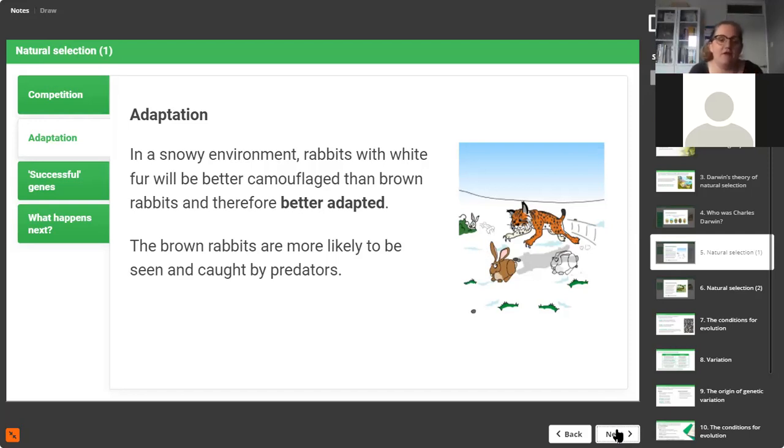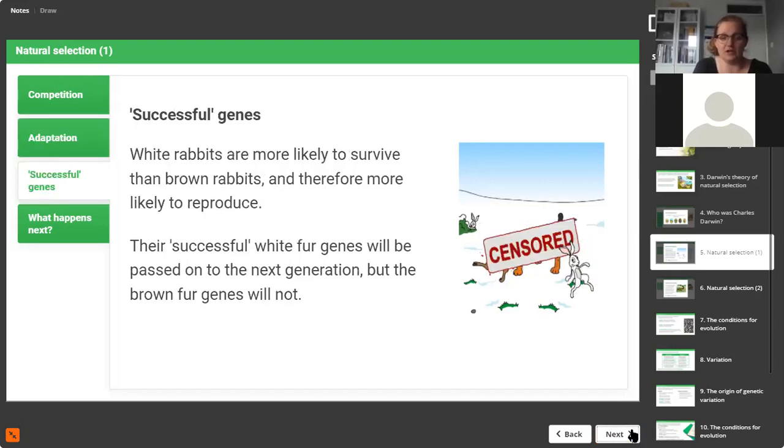Because they are better adapted to their environment, they are more likely to be camouflaged. Because they're more likely to be camouflaged, that means they are less likely to be seen by predators and caught by them. Therefore, more brown rabbits will get caught. So that's the adaptation in this situation. So the white rabbits are more likely to survive than the brown rabbits, and therefore, because they're more likely to survive, they're more likely to reproduce.